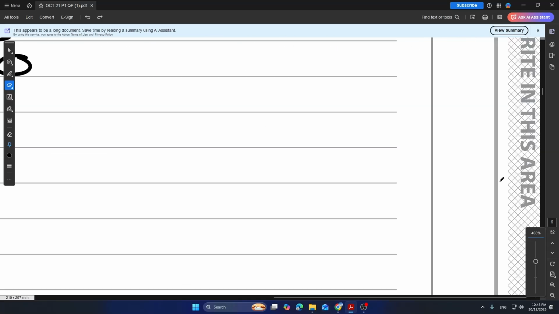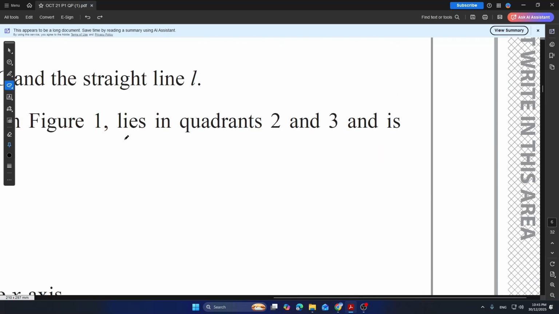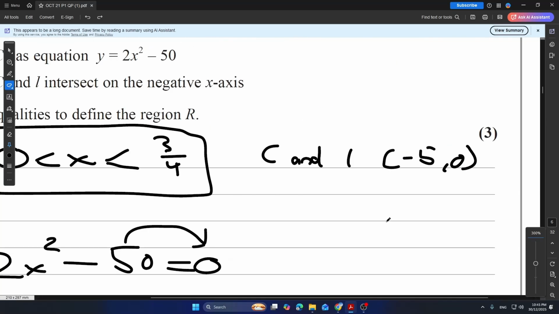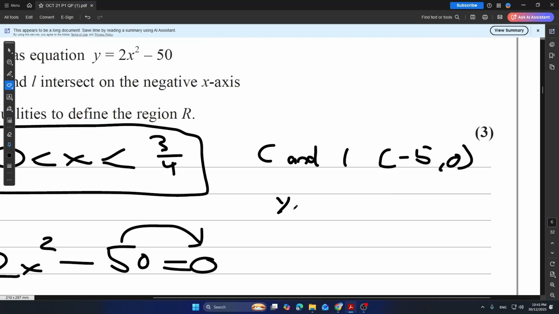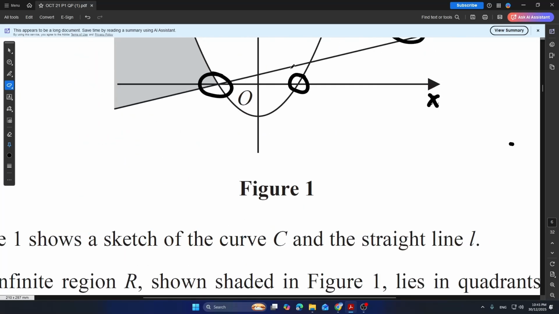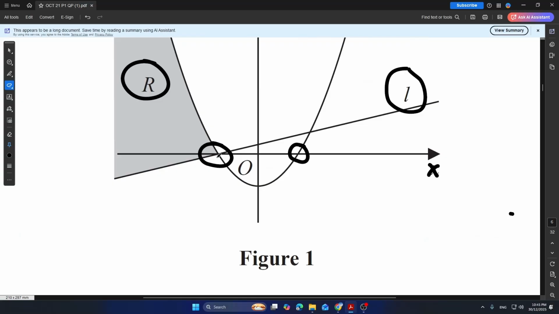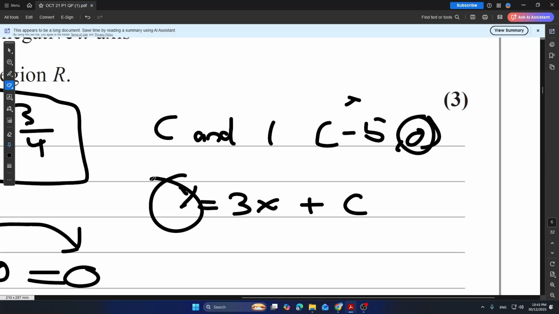Well, I said before, you need a gradient. The equation of a line is y equals mx plus c. And it says here line L gradient is 3. So let's write y equals 3, which is the gradient, x plus c. What is missing in our line equation is the c. How to find c? As you can see, we found one of the points where C and L intersect. We found one of the points of L. So we can use this point and substitute minus 5, which is the x coordinate, as x here, and put 0 as the y.